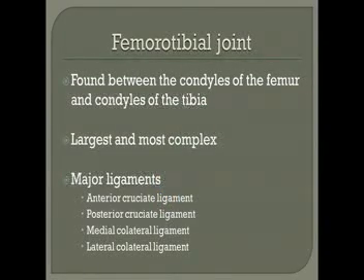The femoral tibial joint is found between the condyles of the femur and the condyles of the tibia. This is the largest and most complex joint that we talk about. Major ligaments associated with this joint that you'll need to know are the anterior cruciate ligament, the posterior cruciate ligament, and the medial collateral ligament, as well as the lateral collateral ligament. Know that on tests and during final exams, you do not use the abbreviations ACL, PCL, MCL, and LCL. I want to know that you know that anterior cruciate ligament is exactly what it is, and not just the ACL.